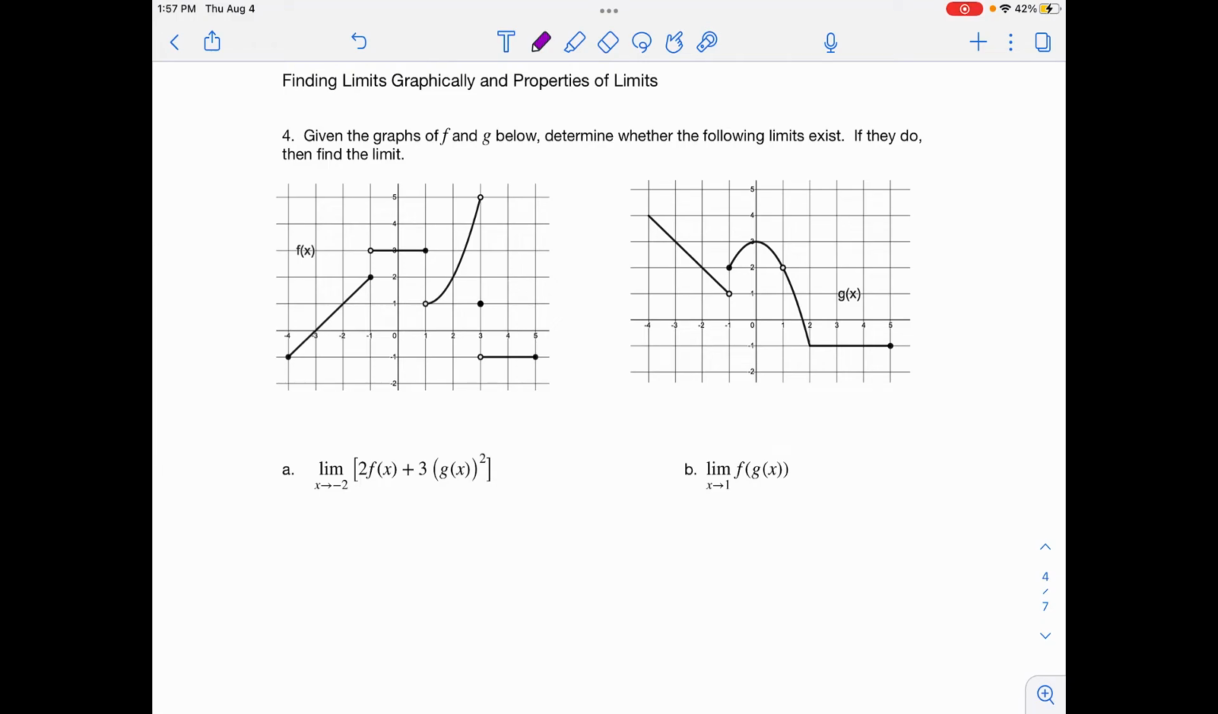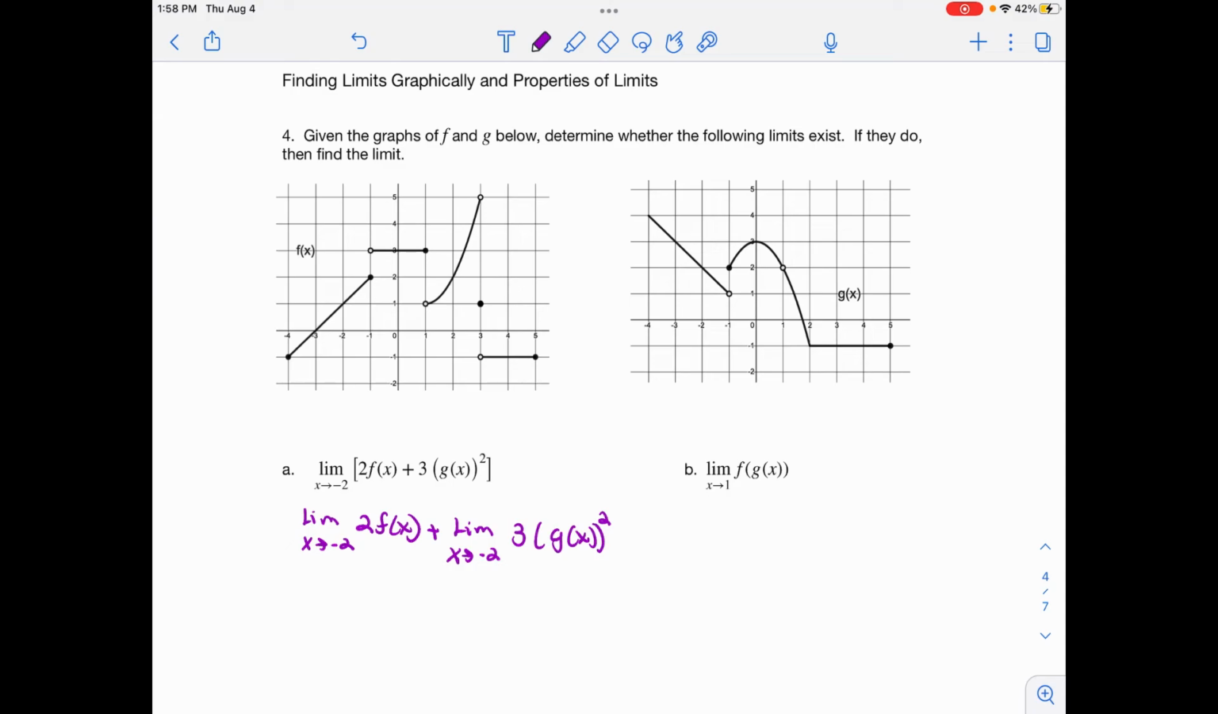Notice the first graph is the entire f of x function, this piecewise function here, and the second graph is our g of x. So I'm asked in A to find the limit as x approaches negative 2 of 2 times f of x plus 3 times the quantity g of x squared. So first I'm just going to use my properties here and work through this. This is the limit as x goes to negative 2 of 2 times f of x plus the limit as x goes to negative 2 of 3 times g of x quantity squared. So that's using my sum property.